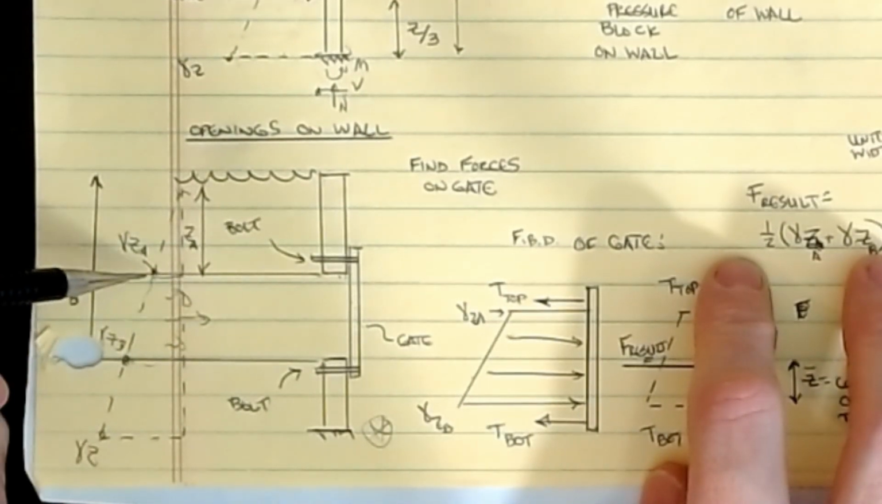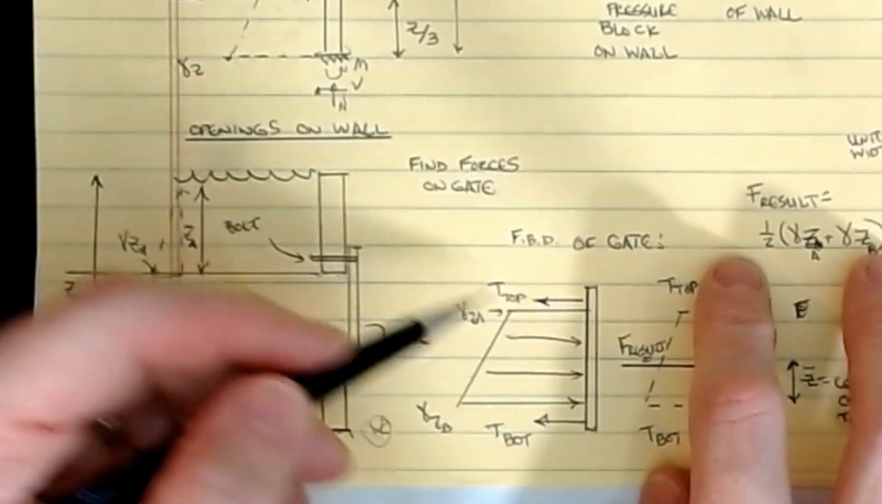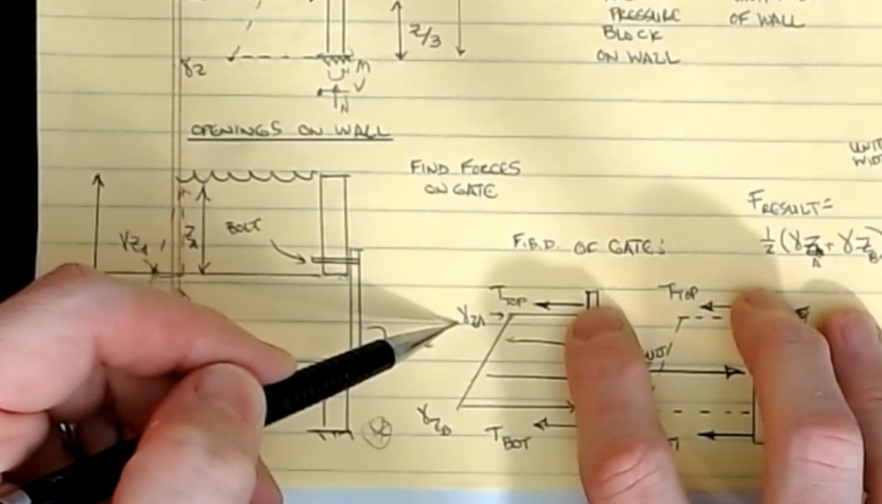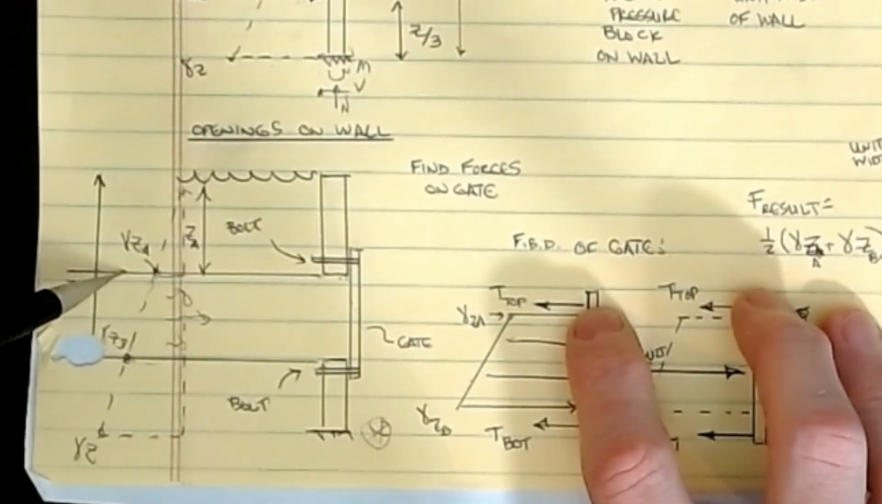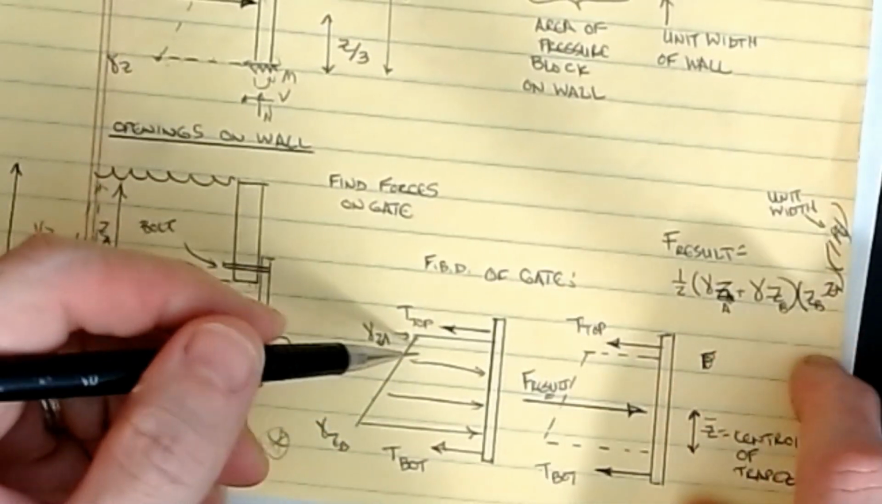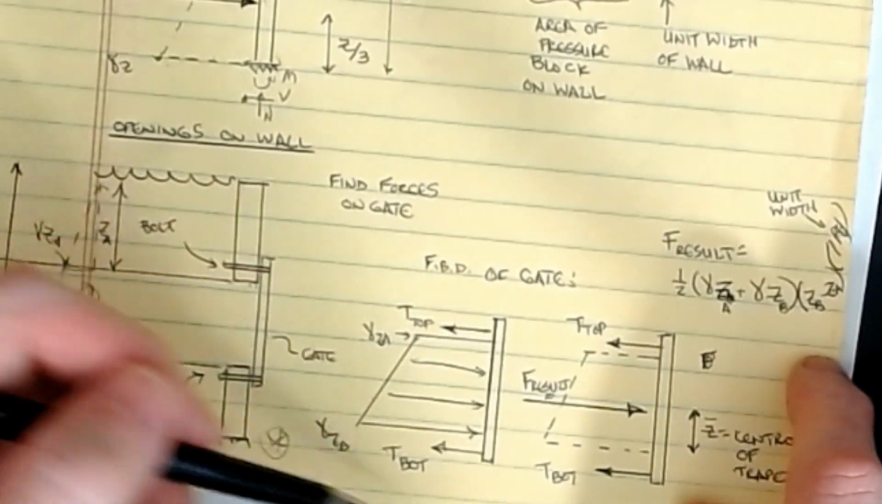And so then we get a diagram that looks like this. At the top of the gate, I would have a pressure of gamma ZA. That was what we had here. And then at the bottom we have gamma ZB. That's what we had at the bottom. And so that now becomes my free body diagram for designing the gate.